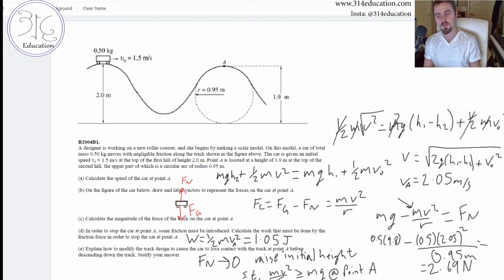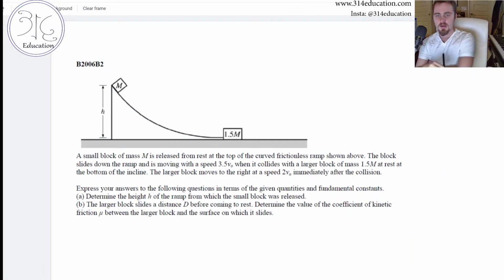You'd have to then justify that, though, as trying to solve for the case where our normal force goes to 0. This is the condition that we have to satisfy. Any questions on that so far? Looks good. Let's move on to the next one then.